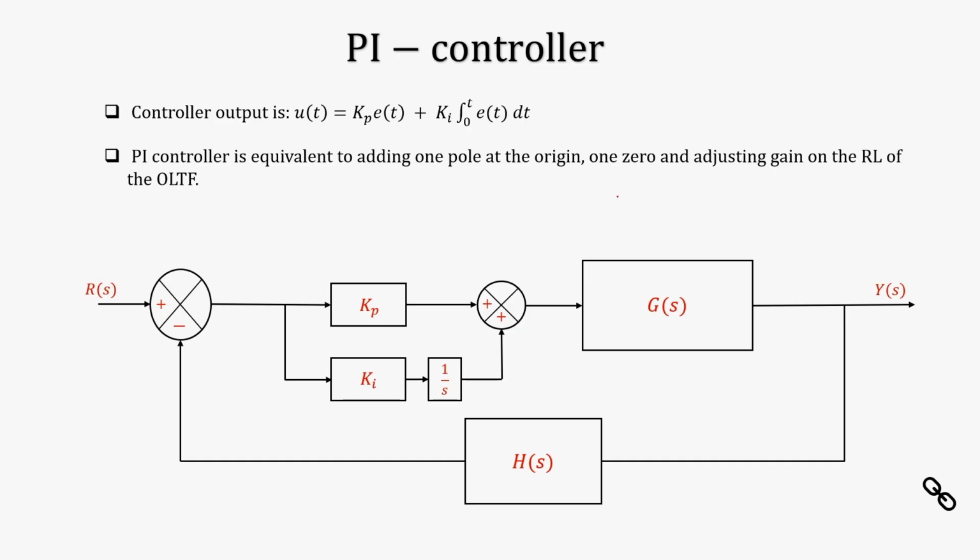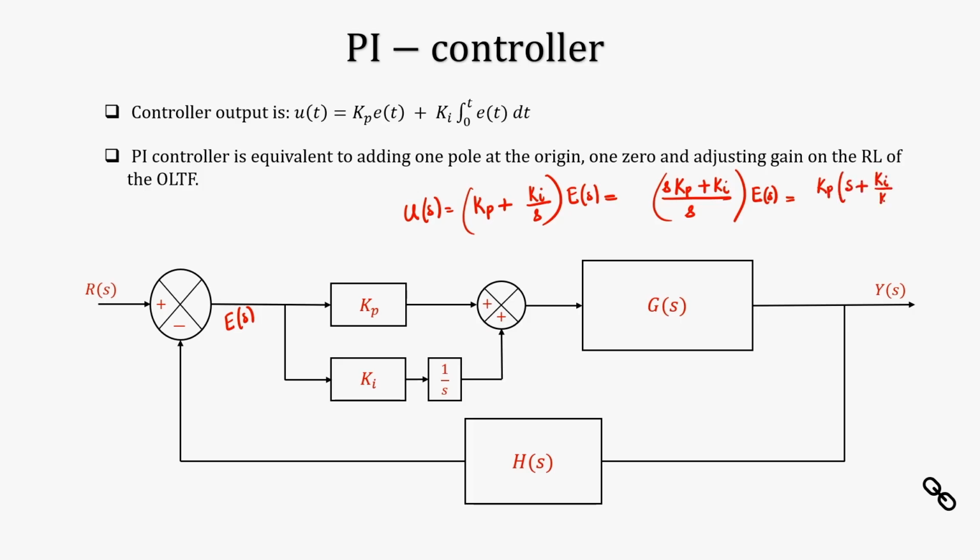What is the output of a PI controller? If you look at this block diagram, if this is E(s), the output U(s) will be equal to (Kp plus Ki by s) times E(s). This can also be written as, if I take out Kp, Kp times (s plus Ki by Kp) by s into E(s).